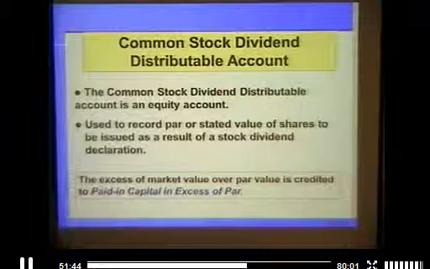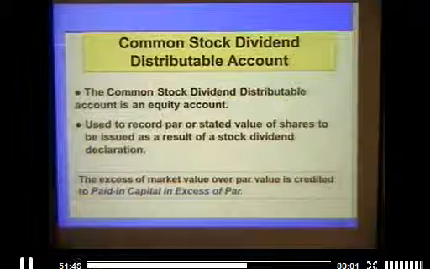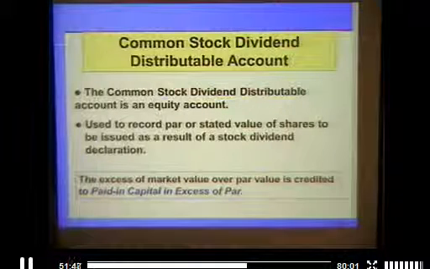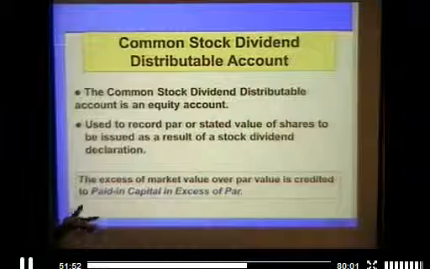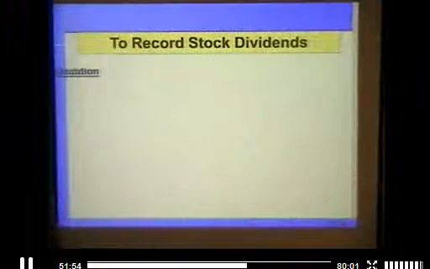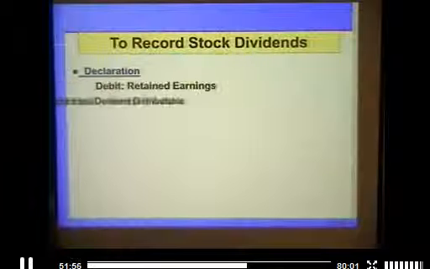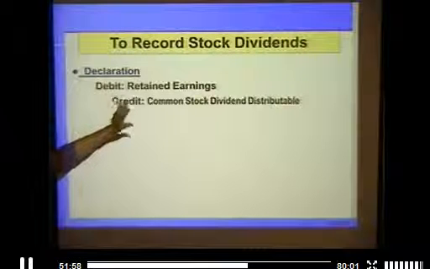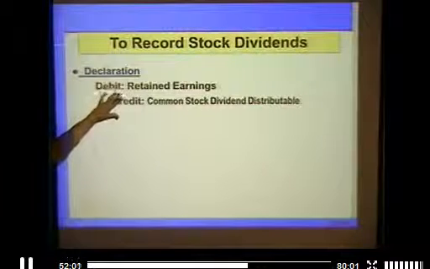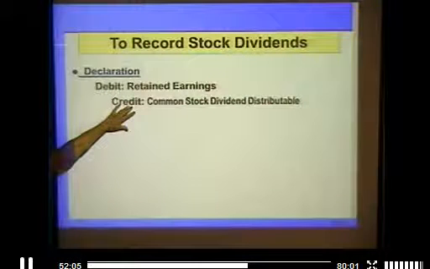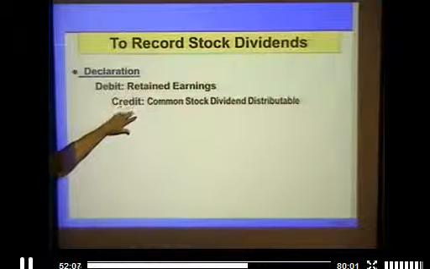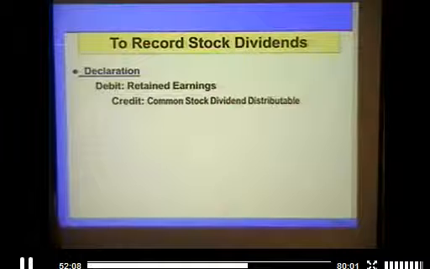If the stock they're getting is over par value, we've got paid-in capital in excess of par that we're going to use, just like before. So we declare it. When we declare it, same thing for all declarations. It comes out of retained earnings and it goes into whatever we declared to pay, which in this case would be common stock dividends distributable.